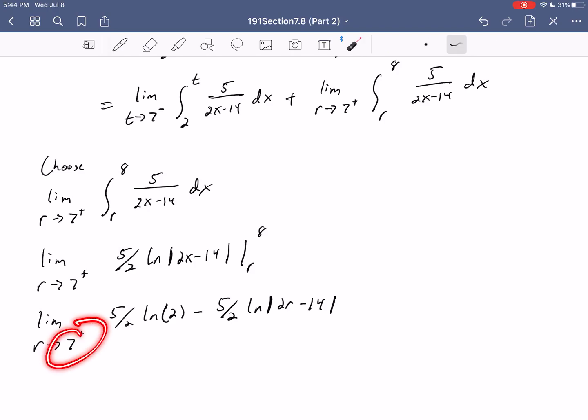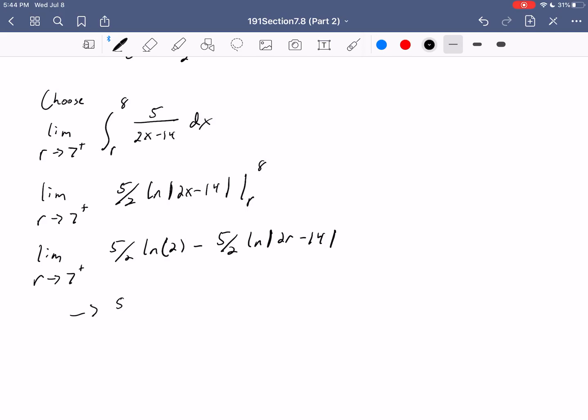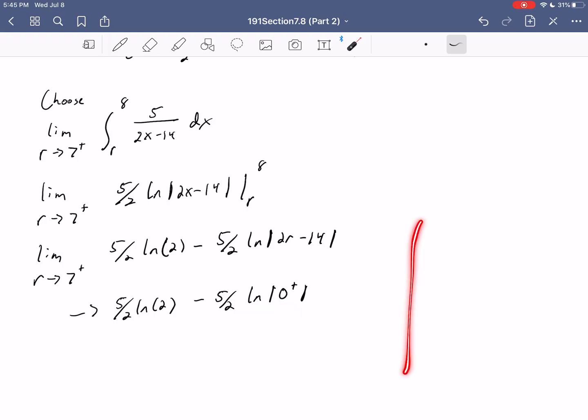So what's going to happen here? Well, as r approaches 7 from above, in here, that's going to approach 14 minus 14. So you're going to approach 0, again, slightly from above. So this is going to tend towards 5/2 ln of 2 minus 5/2 ln 0 plus. That's sort of what it's going to resemble. What happens in ln of 0 plus? Well, this is what ln looks like. If you're doing 0 plus, you're sort of tracing down there.